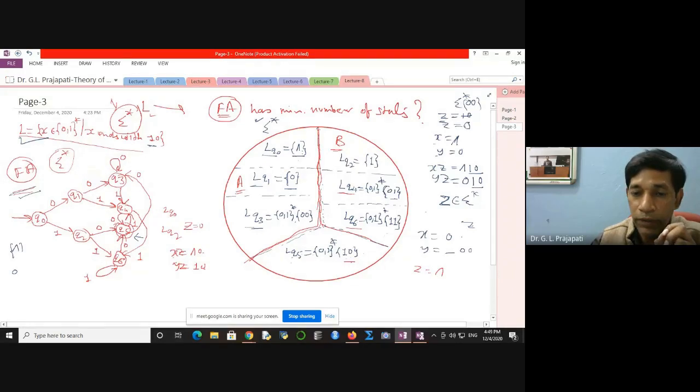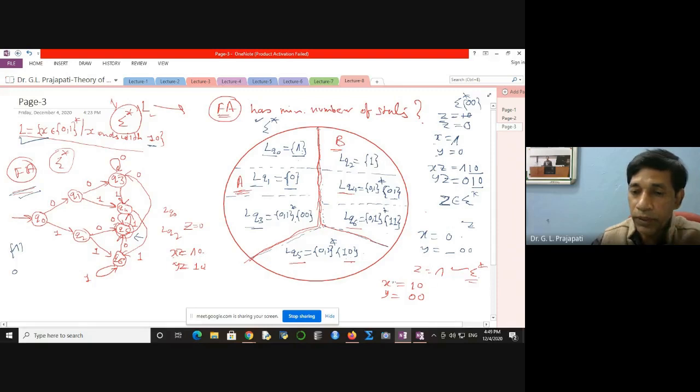Similarly, consider the strings from the set LQ5. Any string you can take from the set LQ5, like x equal to 10 simply. And any string from the equivalence class A, like I am taking the string 00. You can easily distinguish. You can take Z as the null string. Z can be any string from sigma star, and sigma star contains the null string.